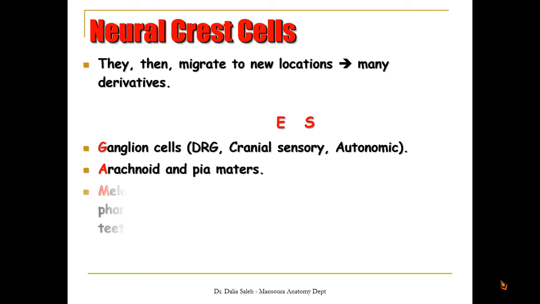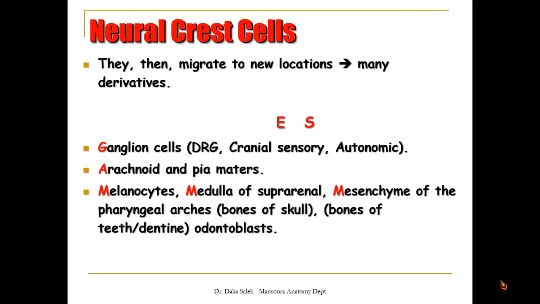M reminds you of the melanocytes, or the pigment cells of the skin, the medulla of the suprarenal gland, and the mesenchyme of the pharyngeal arches. The mesenchyme of the pharyngeal arches will give some bones of the skull and also the tissue of the teeth called dentin or dentine, and we call these cells the odontoblasts.